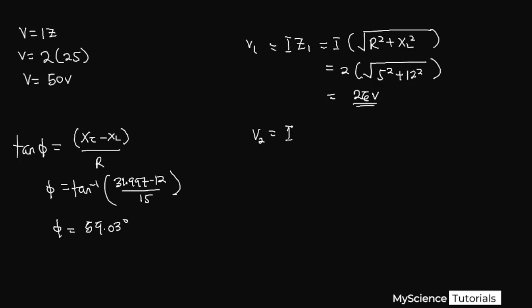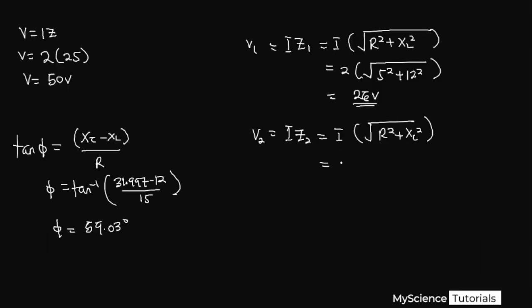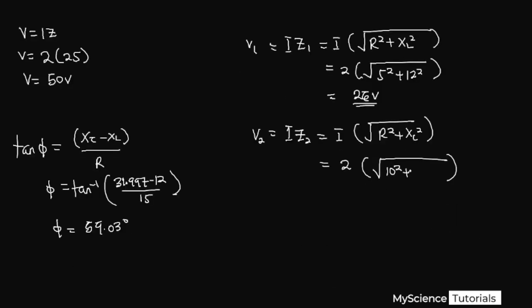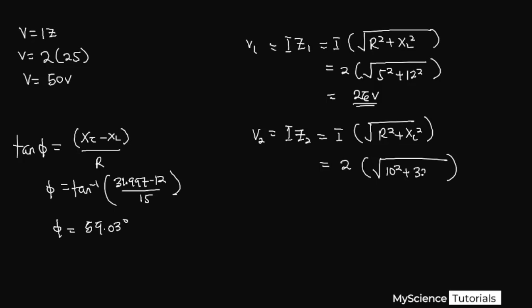Our V2 will be the same, so we have IZ2, which is equal to I multiplied by the root of R squared plus XC squared, since V2 has a resistor and a capacitor. Our current is 2, multiplied by the root of our resistance in that particular circuit, which is 10, as we can see over here, so 10 squared plus our XC. Since we only have one capacitor, this XC is equal to the one we found, 31.997, or let's just make it 32, so 32 squared. If we calculate everything over here, we have 67.05 volts as our second voltage.